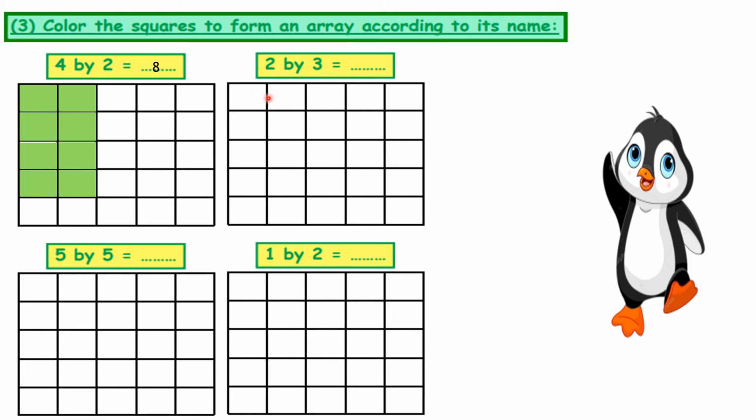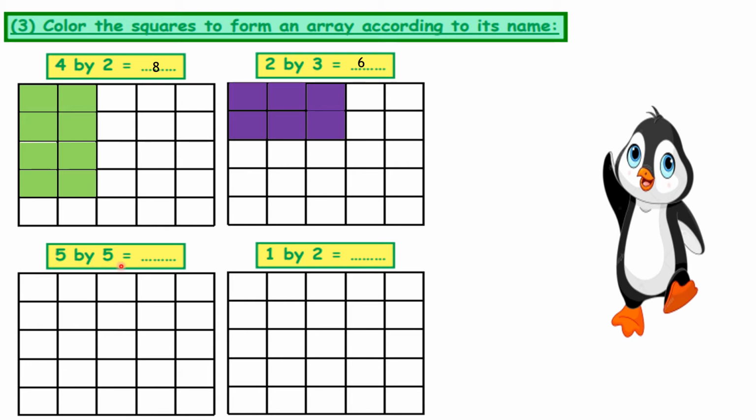2 by 3. So I have 2 rows, each row has 3. So I will color 3 squares into each row. Let's see how many we have here. 1, 2, 3, 4, 5, 6. So I put here 6.